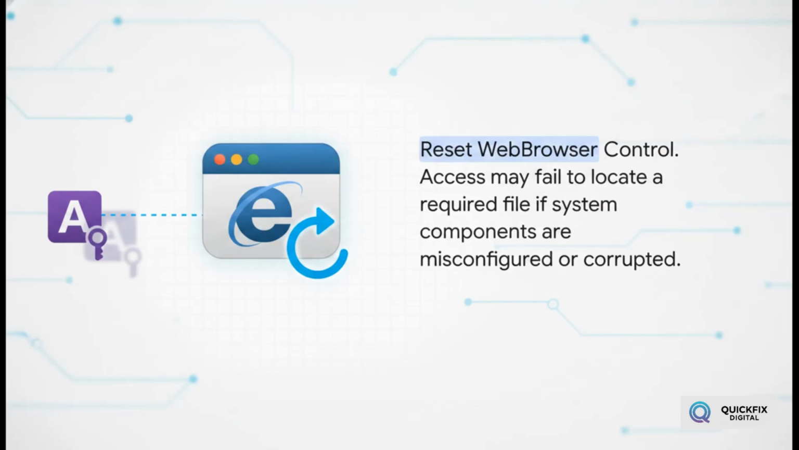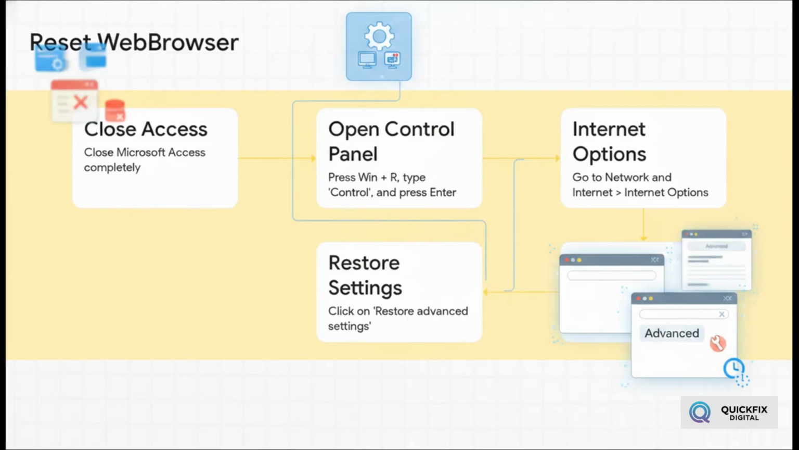Still getting the error? It could be some funky settings that Access relies on. For this one, make sure Access is fully closed. Then open your control panel and find Internet Options. Head over to the Advanced tab, hit Restore Advanced Settings, and then just restart your computer.